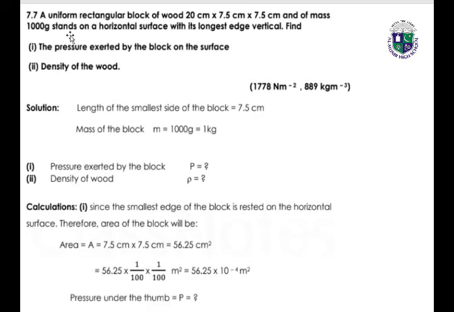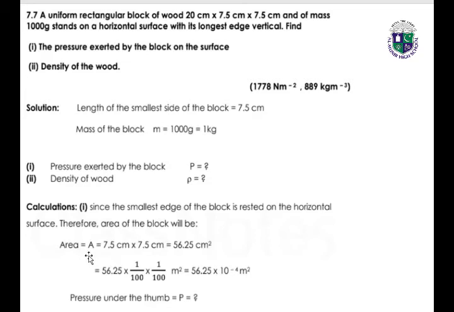A uniform rectangular block of wood 20 centimeter into 7.5 centimeter into 7.5 centimeter and of mass 1000 grams stands on a horizontal surface with its longest edge vertical. Find the pressure exerted by the block on the surface and density of the wood. So length of the smallest side of the block is given, mass of the block is given. We have to find out the pressure and the density.